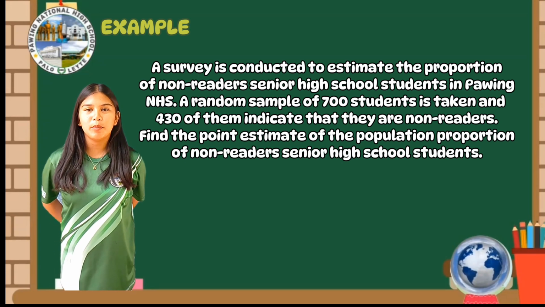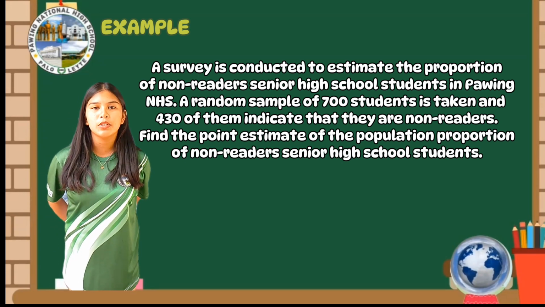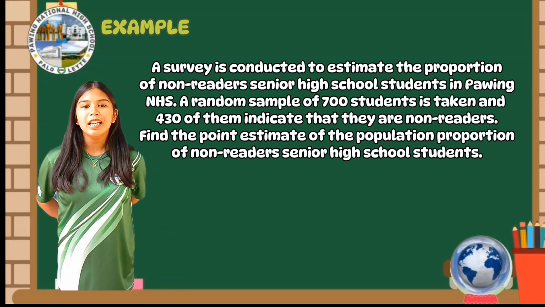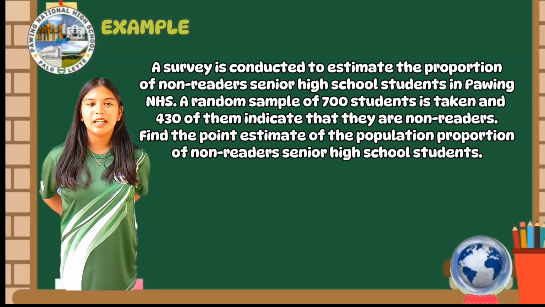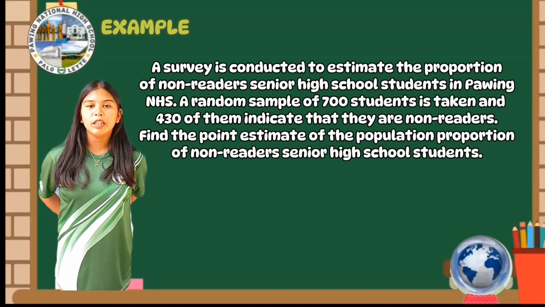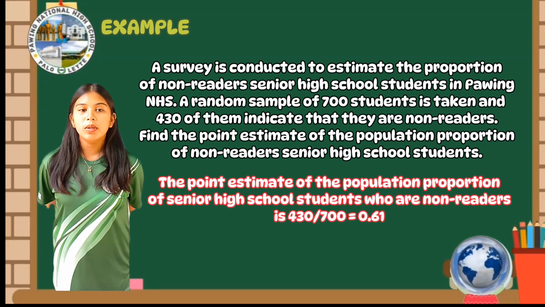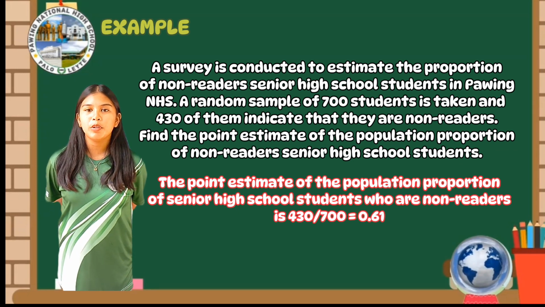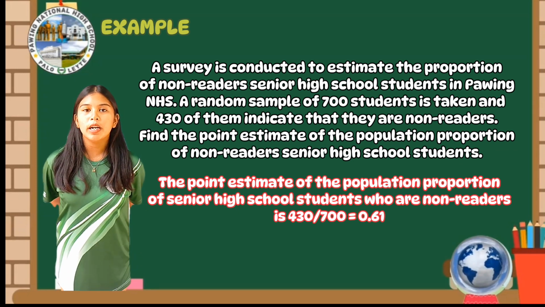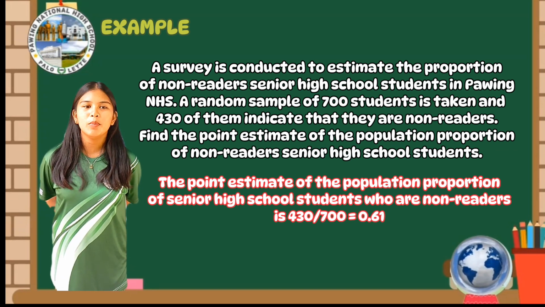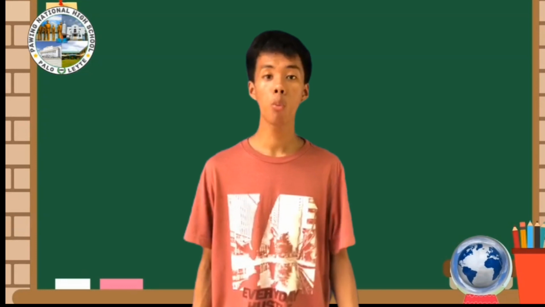Please conduct to estimate the proportion of non-reader senior high school students at Pawing NHS. A random sample of 700 students is taken and 430 of them indicate that they are non-readers. Find the point estimate of the population proportion of non-reader senior high school students. So, the point estimate of the population proportion of senior high school students who are non-readers is 400 divided by 700 equals 0.61.